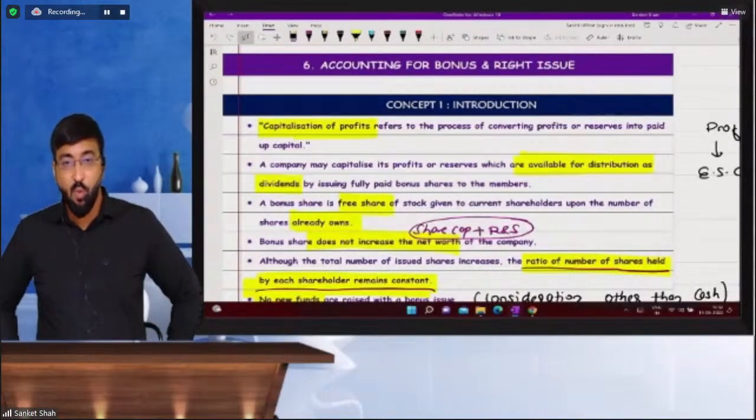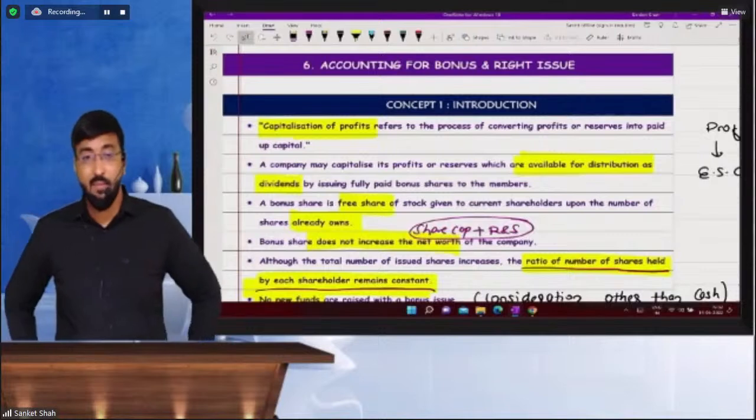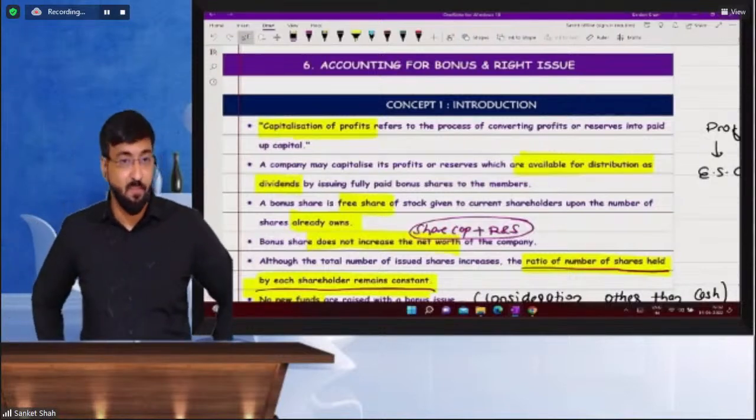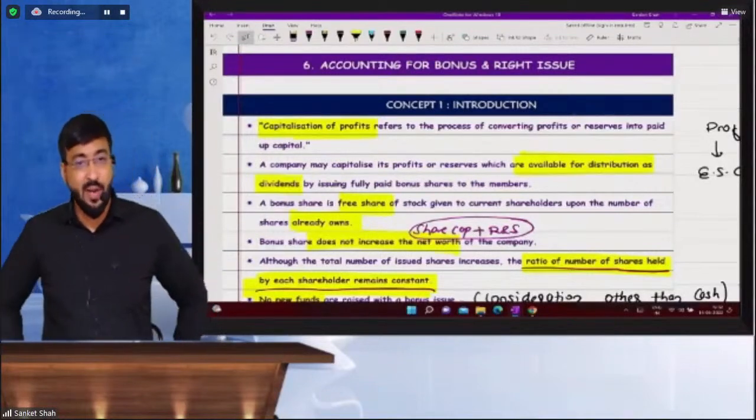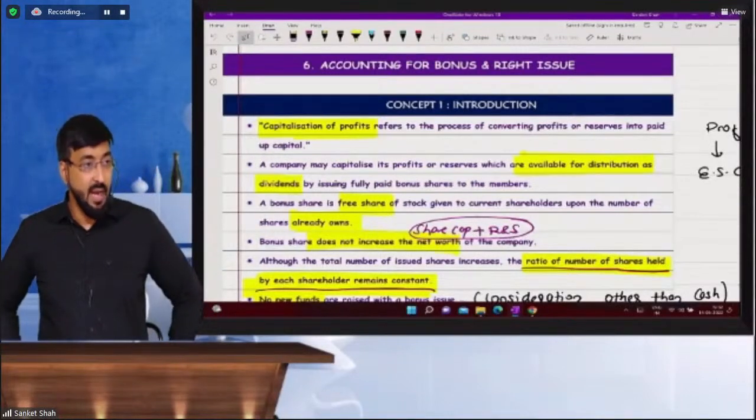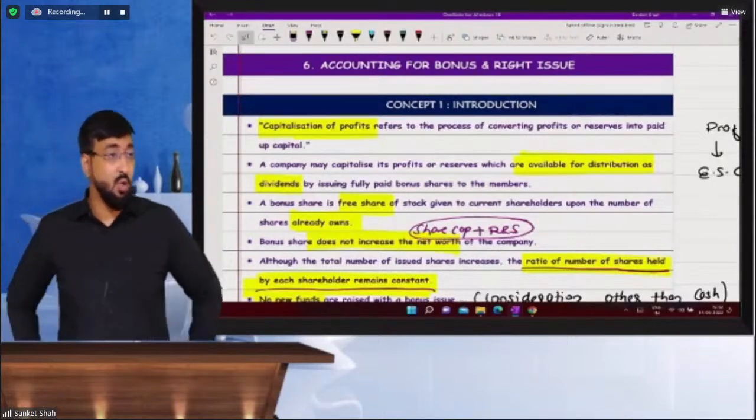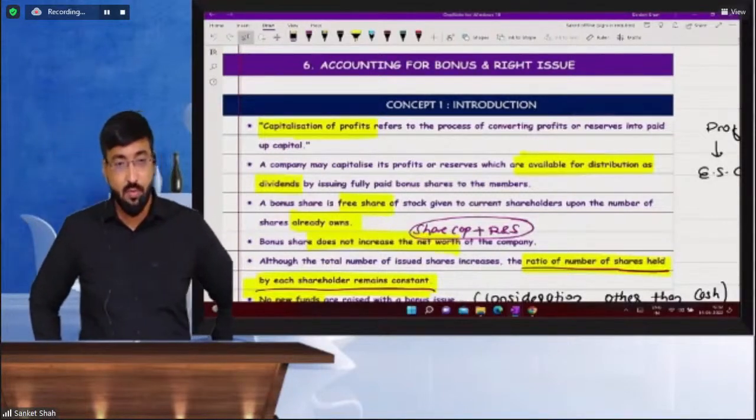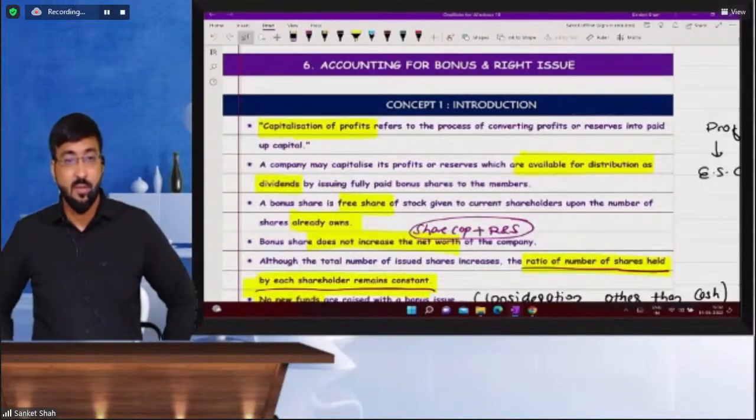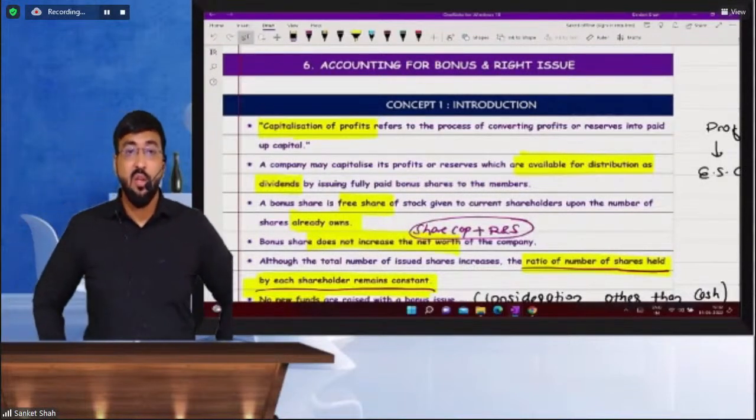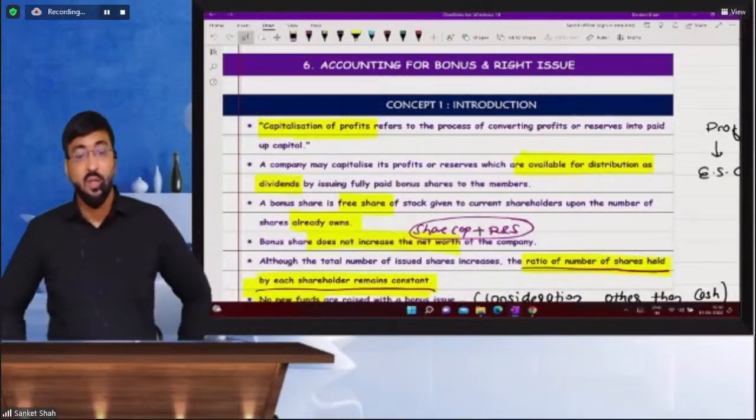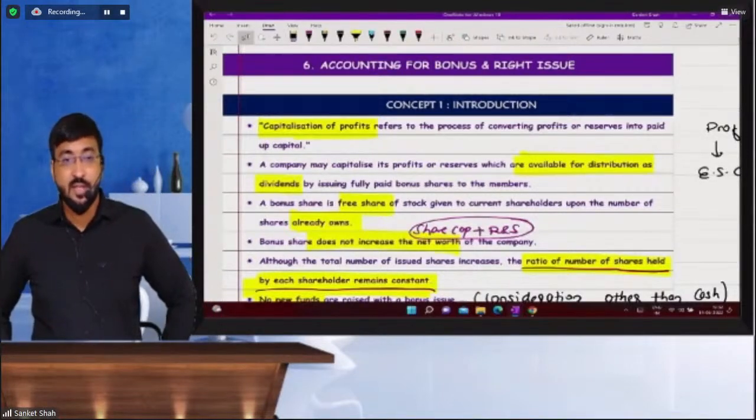In case of bonus shares, in the exam you may be asked to prepare a balance sheet pro forma. The balance sheet pro forma is in vertical format as per Part 1 and Part 2. Part 1 is the balance sheet, Part 2 is the profit and loss account. In the balance sheet you first have equity and liabilities, then shareholders' funds. In that you have share capital, reserves and surplus.